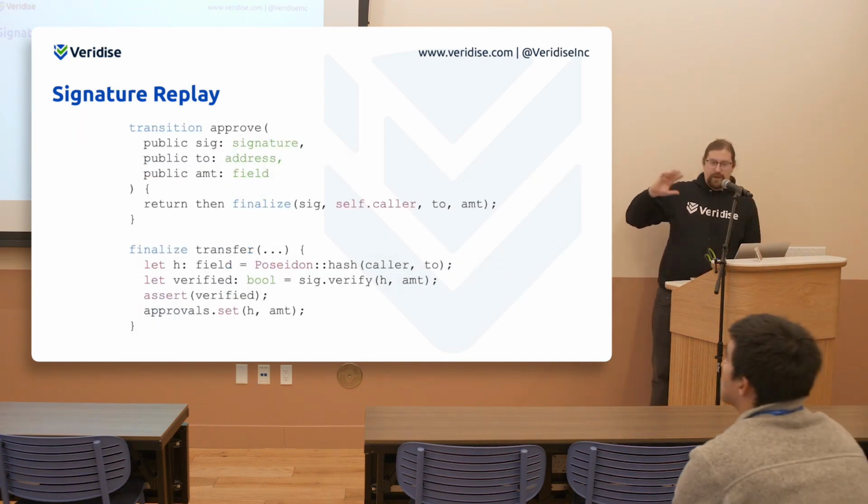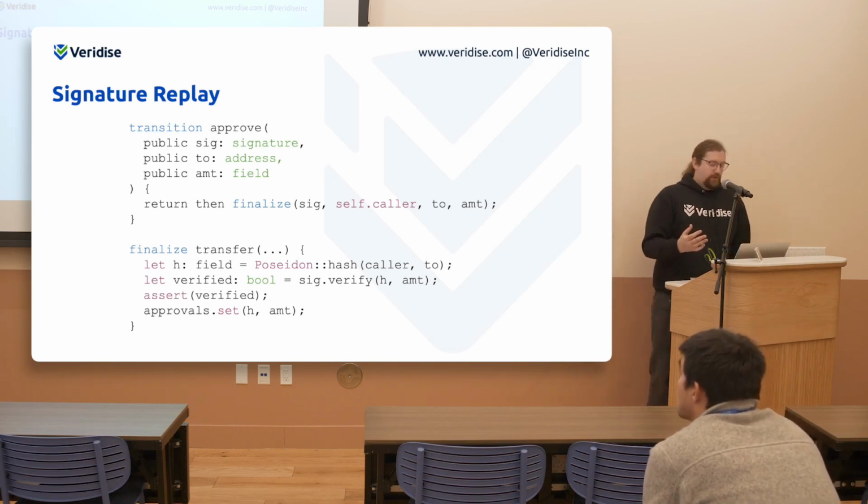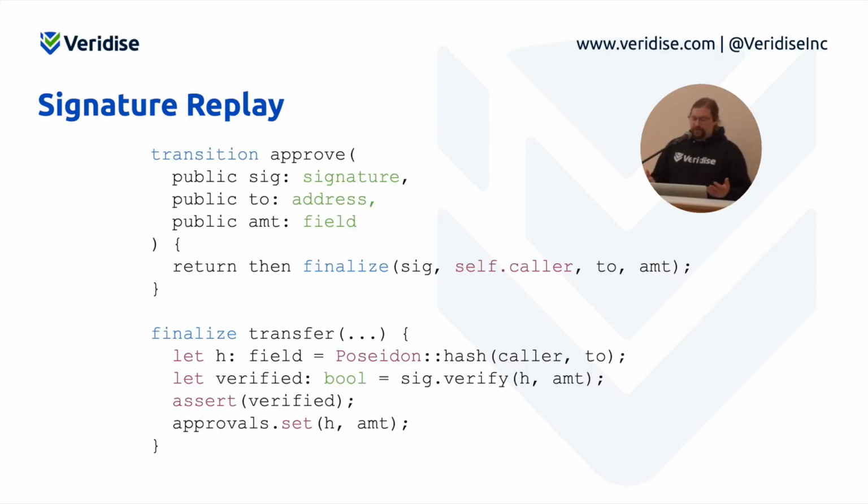So we can say that this is an approve function. In the approve function, it's going to take in a signature, and then it's also going to take in the person to be approved, as well as the particular amount that we want to approve that individual for. And so in the finalize function, it's going to take in that signature, and it's going to verify that the signature is correct. And if it is, then it's going to set that approval. However, the problem here is that because there isn't a nonce or anything like that, it's always possible to replay that signature with the same arguments.